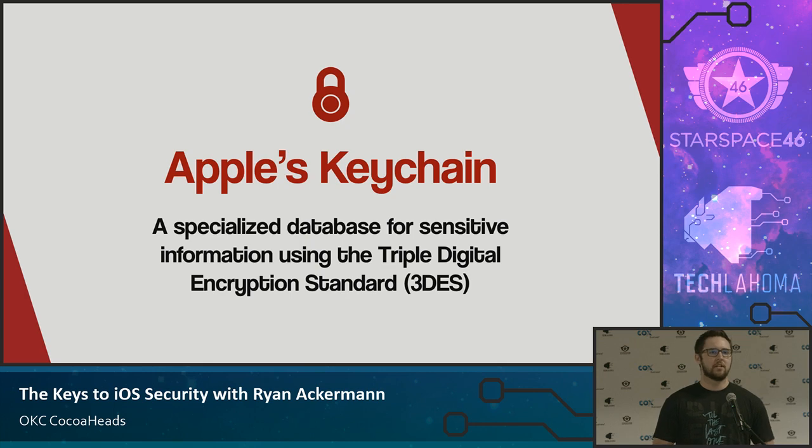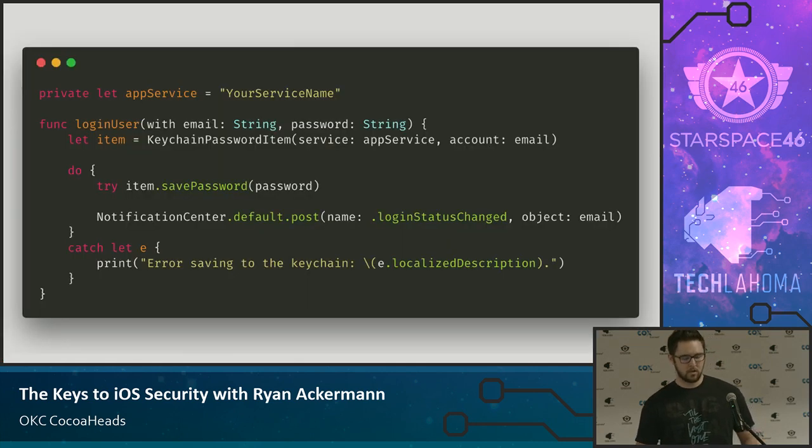Apple's Keychain is pretty much the de facto way to store private, sensitive information for a user. It is Apple's specialized database where you can store things with security in mind. They built it specifically for this type of use case. So how do we use it?